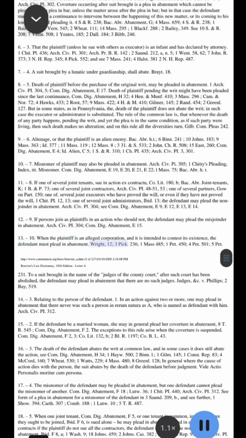Right. 12, 3 Pick. 236, 1 Mass. 485, 1 Pet. 450, 4 Pet. 501, 5 Pet.